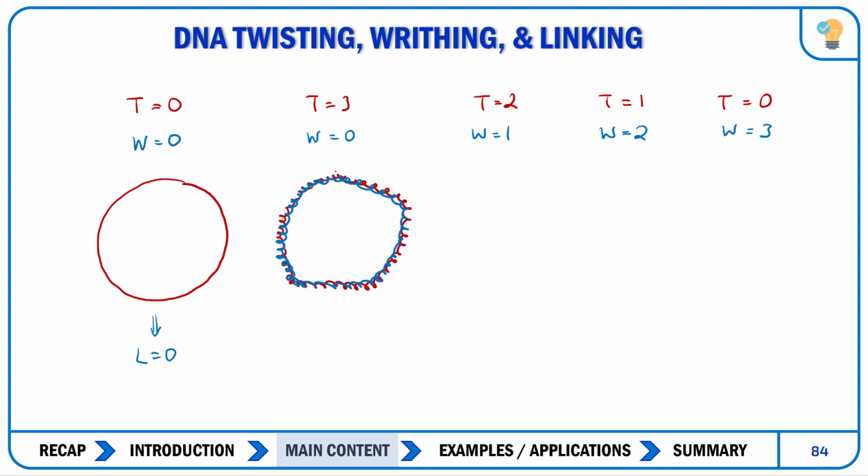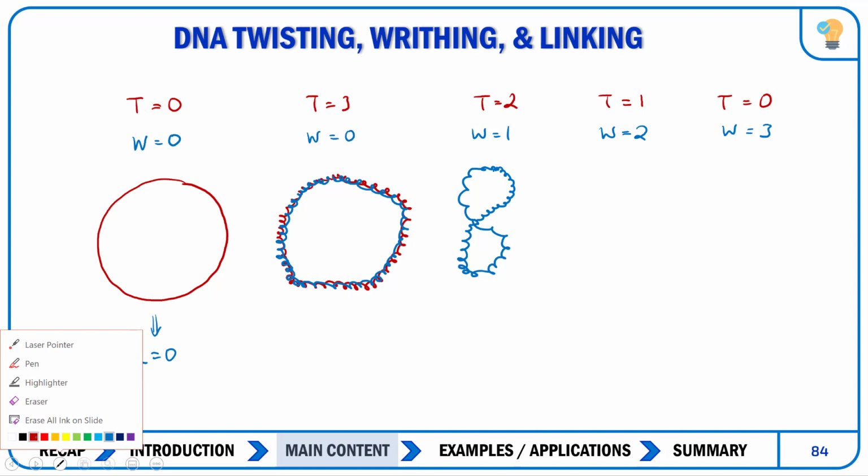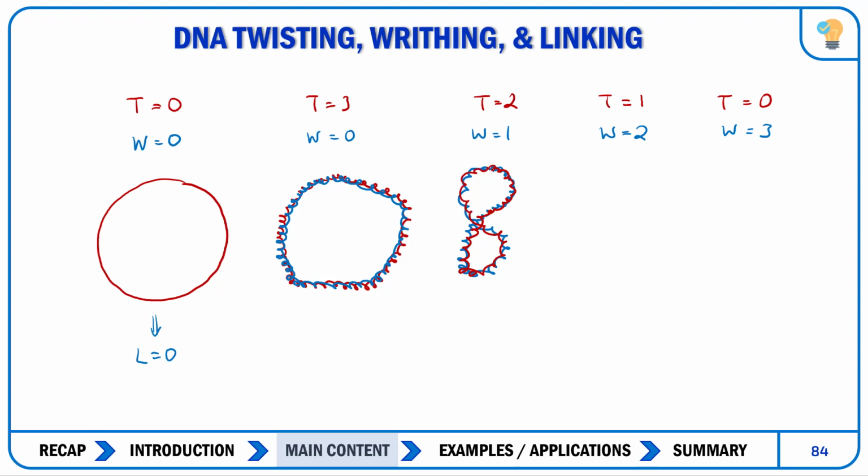If I want to move forward with a twist of 2 and a writhe of 1, the key thing is this writhing number. It means that the entire DNA is twisting in upon itself. So that means I no longer have just some twist. I have a writhe of 1. So basically I've knotted it up once. So that would be that.